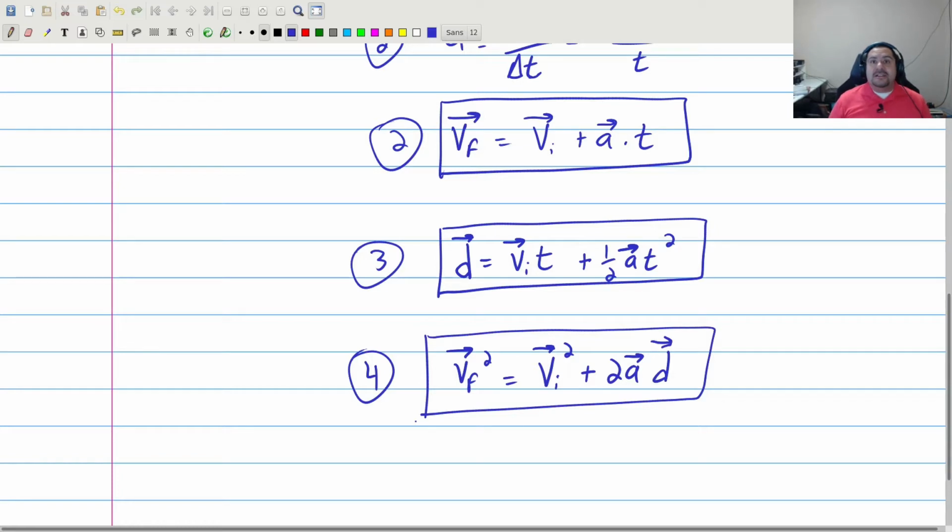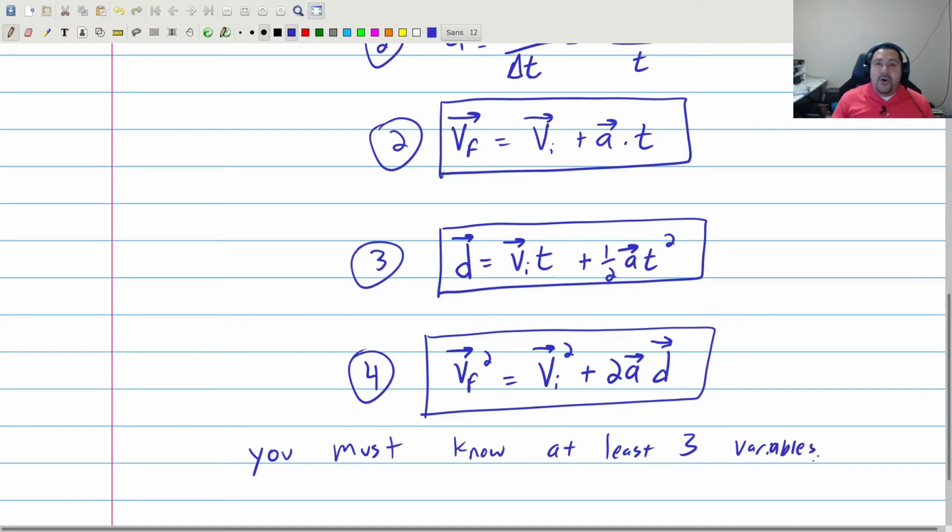Now, sometimes they won't just call these the kinematic equations. Some people like to call these the uniformly accelerated motion equations, which are to remind you that acceleration has to be constant. So, there are 5 kinematic variables and 4 kinematic equations. In order to apply any of these kinematic equations to solve anything, you must know at least 3 variables.